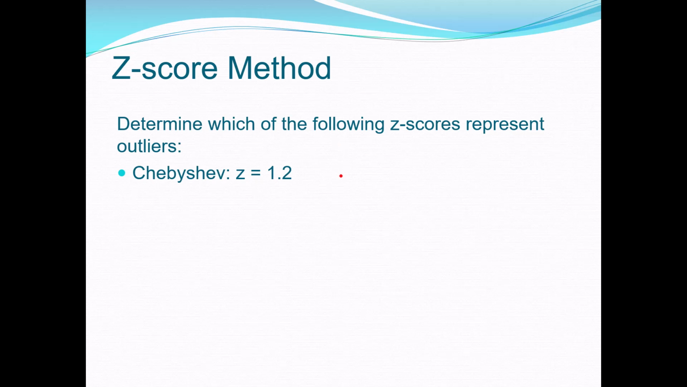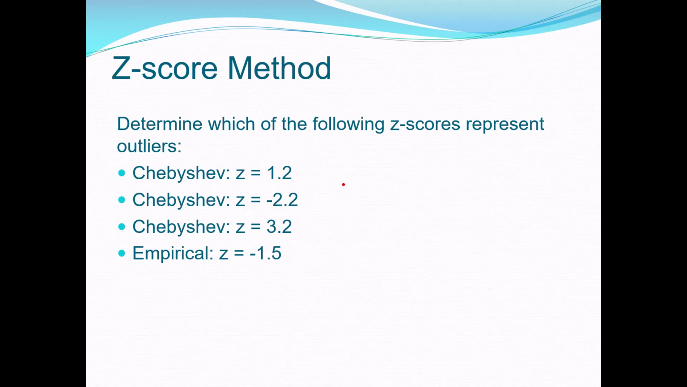So a z-score of 1.2, not an outlier. A z-score of negative 2.2, that observation falls 2.2 standard deviations below the mean. Does it fall inside of 3? Yes. Here's your outlier: this observation falls 3.2 standard deviations above the mean. That falls more than 3 standard deviations above the mean, so that would be called an outlier.